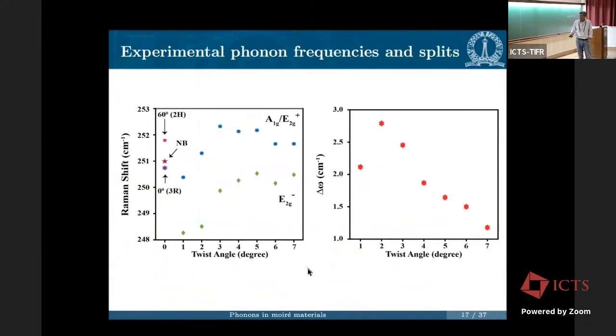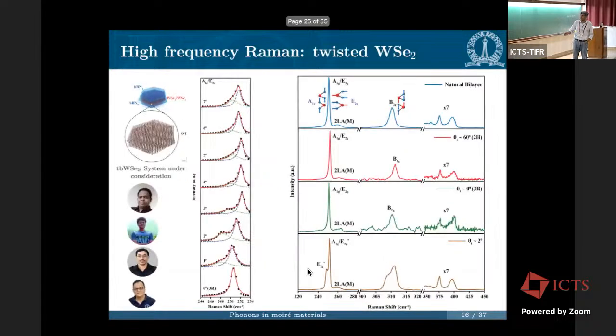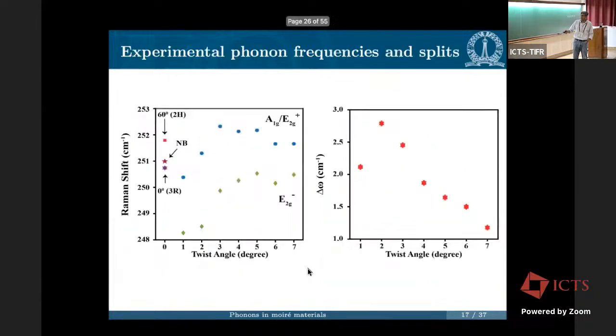So this is their data plotted in the way that at least I look at it, which is that there's a Raman shift. There are 2 peaks which they have fitted to their Raman. This is the EG peak. They have fitted 2 peaks to it. And if you look at the position of the 2 peaks and you look at the difference between them, the difference seems to have this kind of a behavior.